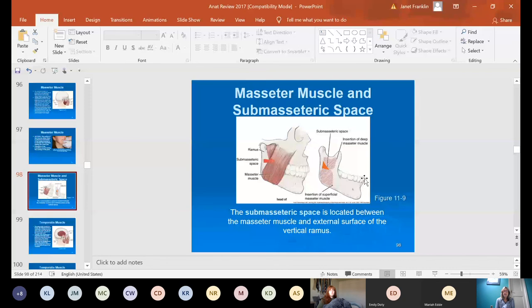The masseter muscle sits in the submasseteric space. When we talked about fascial spaces, that's the open space that it sits in. That part won't be on the test, but I can't promise you it won't be on boards, so that's why I'm mentioning it. The temporalis muscle.